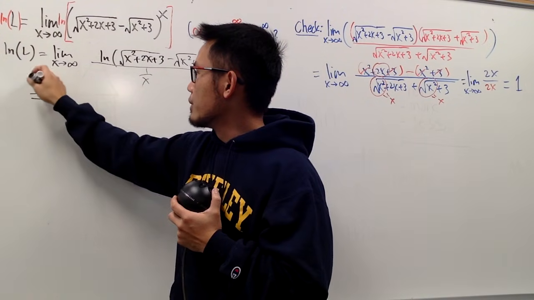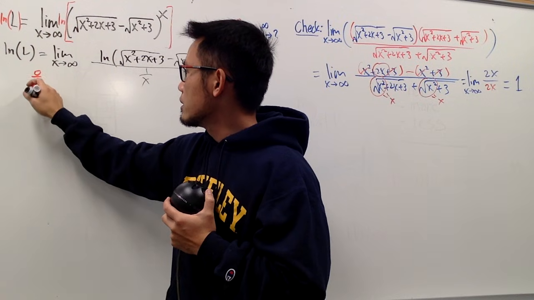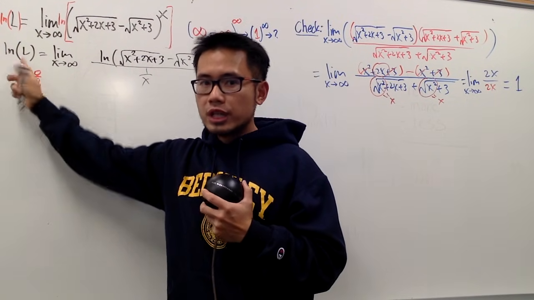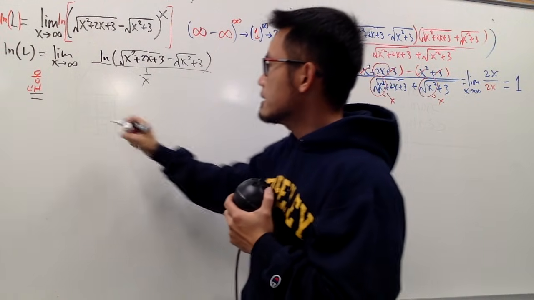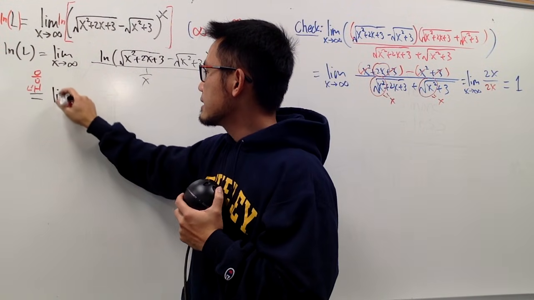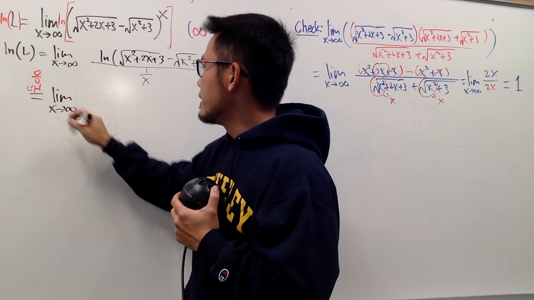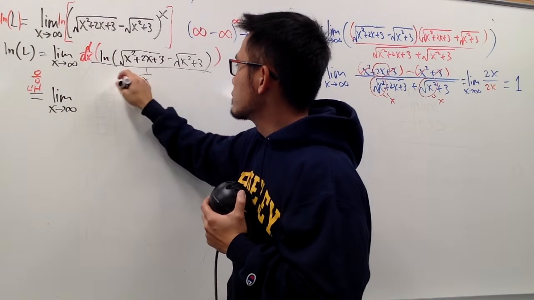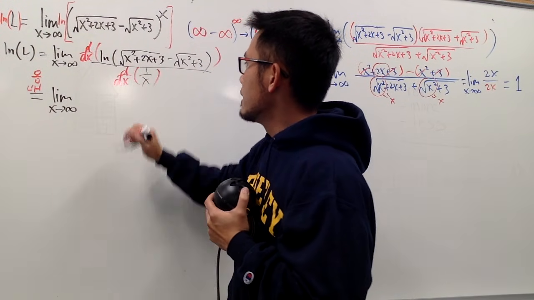And let me indicate this for you guys. This is 0 over 0. Use L'Hopital's rule. And we still have ln L, so keep that in mind. But let's focus on this. This is still the limit as x goes to infinity. And now do the L'Hopital's rule by differentiating the top and also differentiating the bottom.